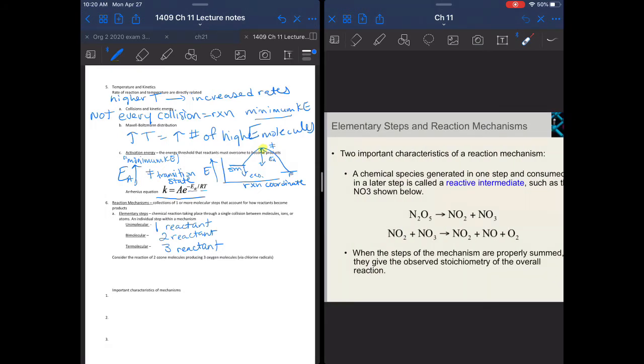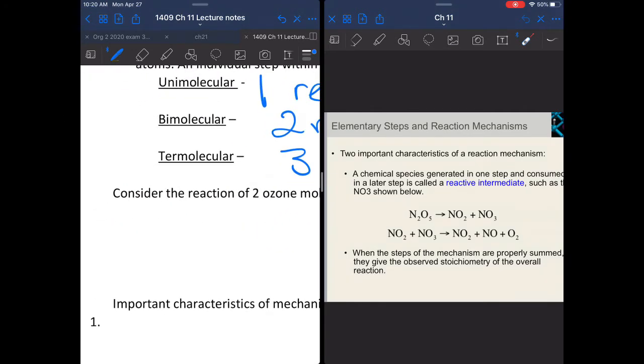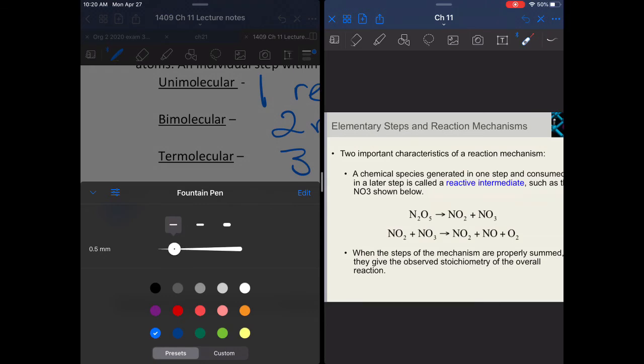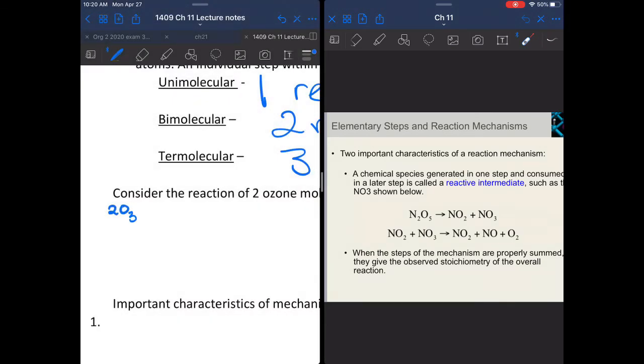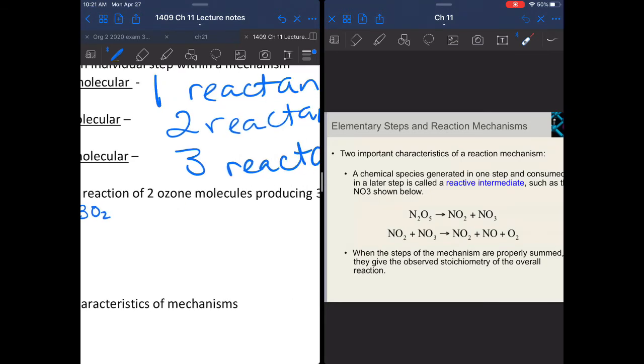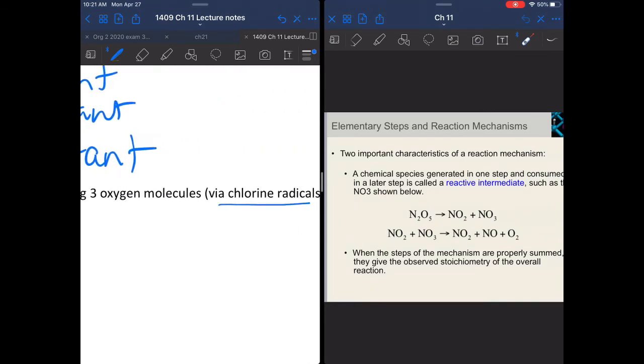Now, we're not going to do this example. We're going to consider the reaction of 2 ozone molecules. So I'm going to blow this up a little bit here. We're going to have 2 ozone molecules, O3, reacting to form 3 molecules of O2. Now note this says via a chlorine radical.